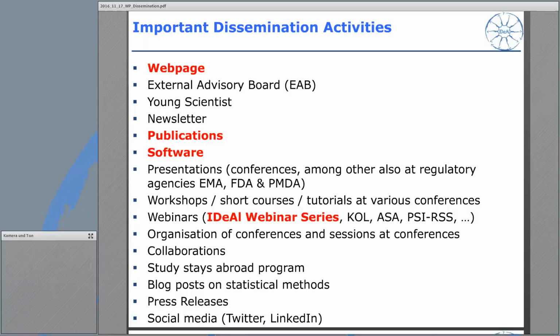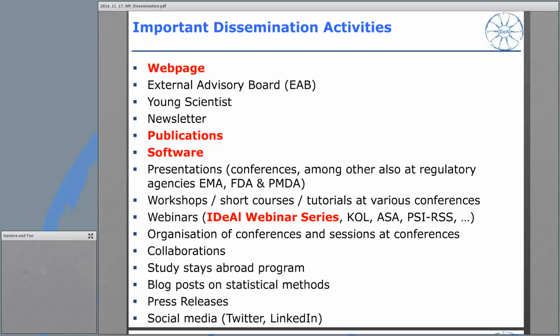A central source is our project's web page. I will have a few words later on, but we are also extremely thankful to our advisory board, who gave us not only scientific input, but also helped a lot with the connection to reach other people and institutions. So many thanks in this respect to them. And also our young scientists were a key factor in being successful.